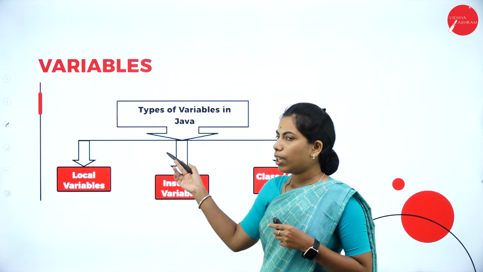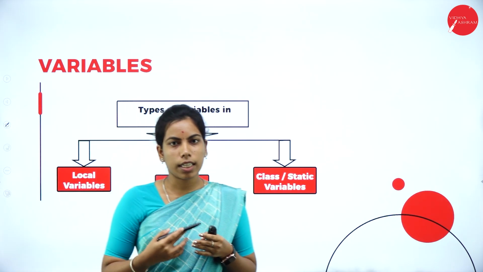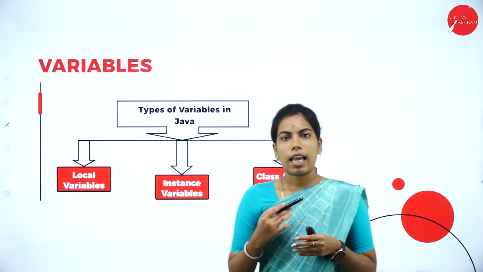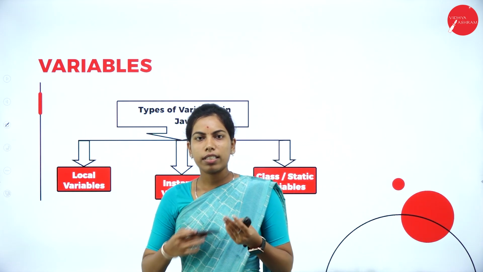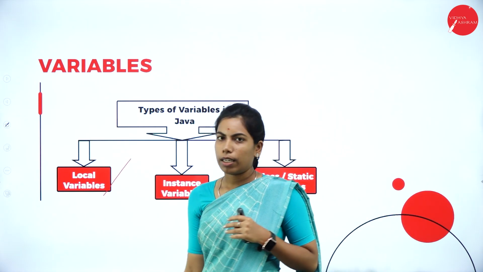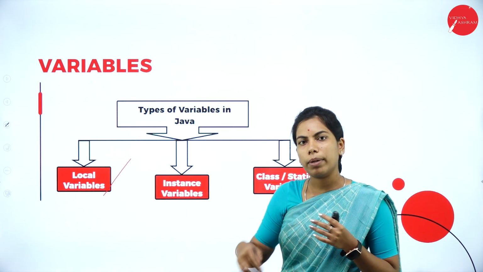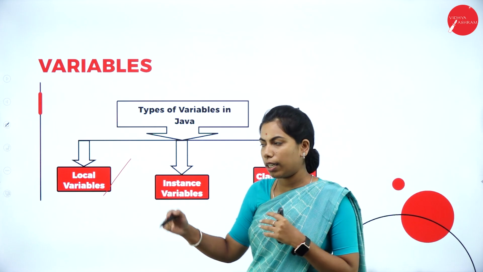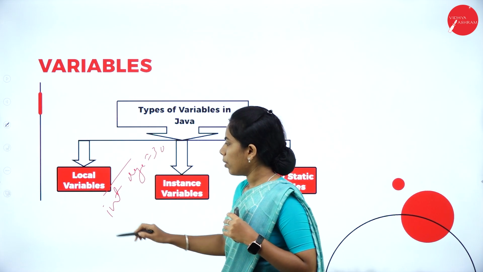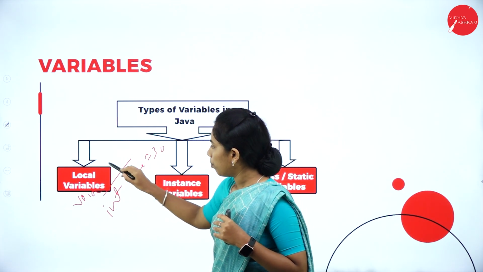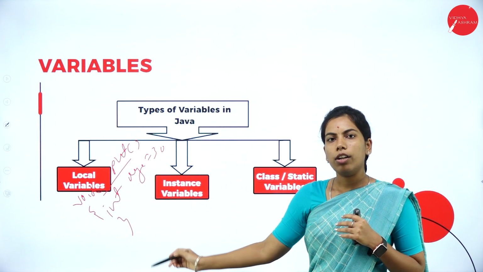A variable can have mainly three types in Java. The first one is the local variable, the second one is the instance variable, and lastly the class or object variable, or we can also call it the class or static variable. Let's discuss one by one. The first one, local variable. A local variable is declared within a method of the class. For example, int age is equal to some value inside a method, void put. This is your method name. A variable inside the method is called a local variable.